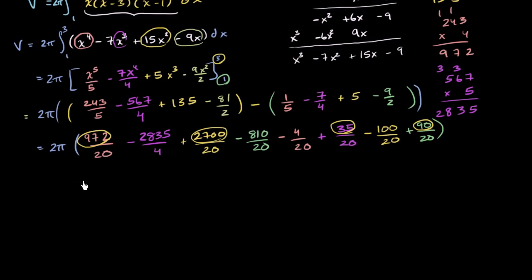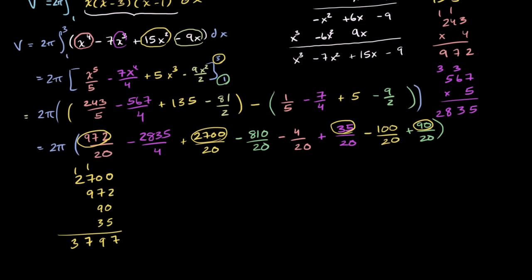So let me just write it down. This is 2,700 plus 972 plus 90 plus 35. I should probably take out a calculator at this point. But yeah, I'll just do it by hand since I've already done so much of it by hand. So we get a 7. 7 plus 9 is 16, plus 3 is 19. Did I do that right? Yeah, 16 plus 3 is 19. And this is 17. And this is a 3. So we have 3797 when we added all the positive numerators.